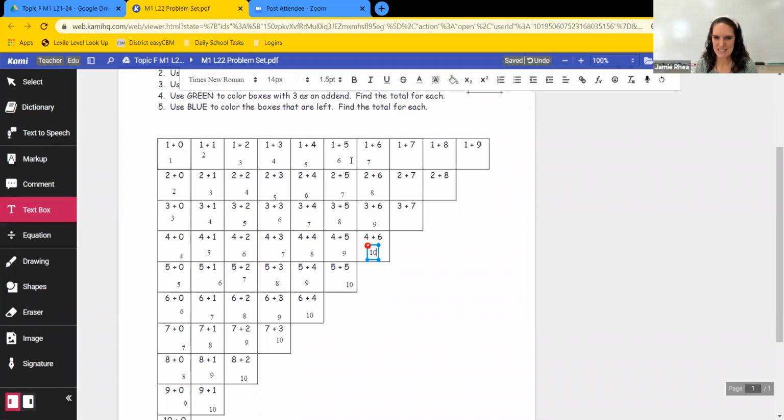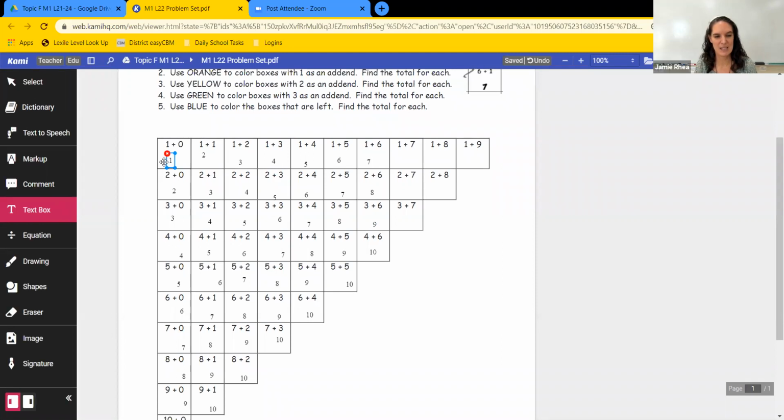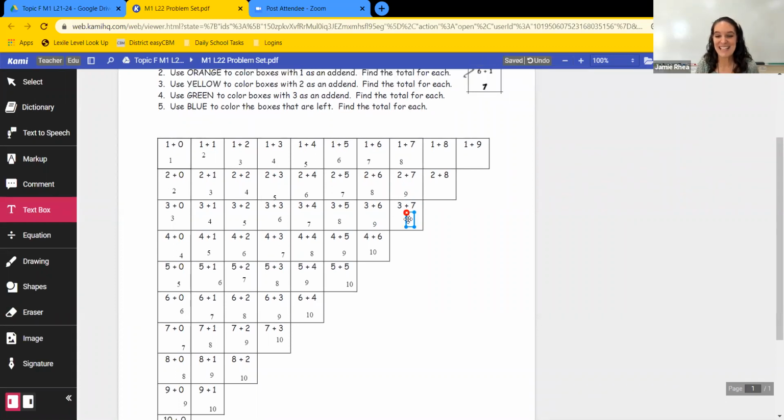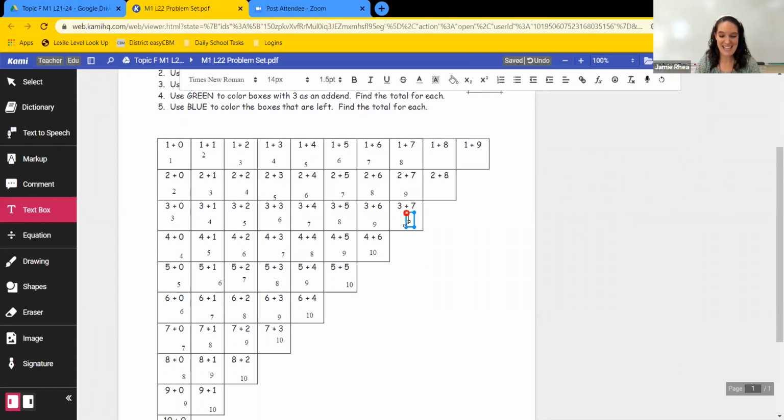Let's look at that pattern. 7, 8, 9, 10. Okay, let's look again. 1, 2, 3, 4, 5, 6, 7. 8 is probably going to be the next one. Let's check. 7 and one more make 8. Ooh, we're getting good at this. 7 and 2 make 9. 7 and 3 make 10.